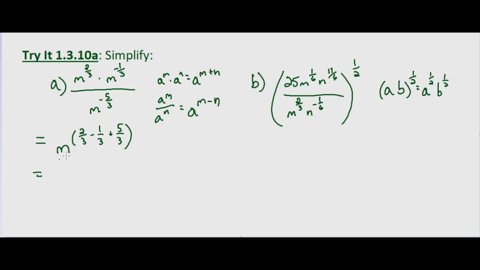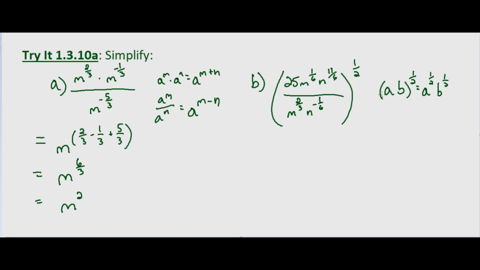Now we put all those together. We have 2/3 minus 1/3 is 1/3, plus 5/3 is 6/3. So this ends up being m to the 6/3, but 6/3 is just 6 divided by 3. That's 2. So this equals m squared.